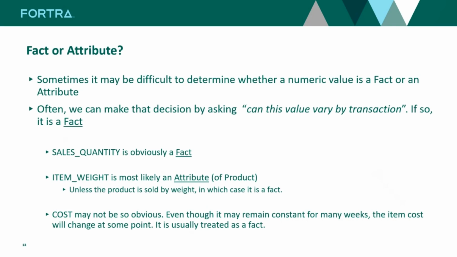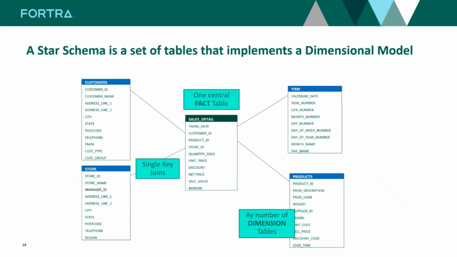So far, we have described the logical model. How do we implement this in the data warehouse design? We use a star schema structure. A star schema has one central fact table joined to any number of dimension tables. The fact table includes the relevant dimension values and all of the facts associated with the transaction. In this example, there are 4 dimensions: customer, product, store, and time. The facts are quantity, unit price, discount amount, net price, sales value, and margin.